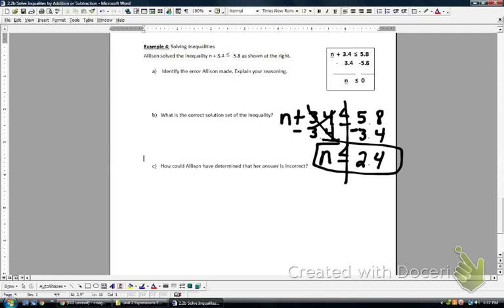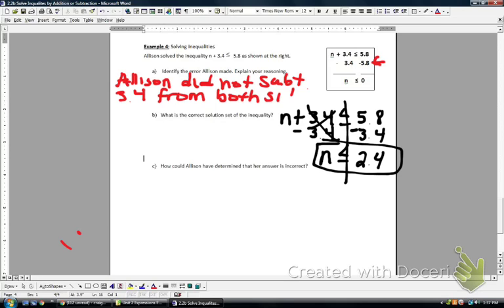All right, so she subtracted 3.4. Okay, that's what I did. Oh, then we get to the other side. And look what she did. She subtracted 3.4 from one side and negative 5.8 from the other side. So Allison did not subtract 3.4 from both sides. There are a lot of ways to say that. That is not the only way to say it, but that's what makes sense to me.